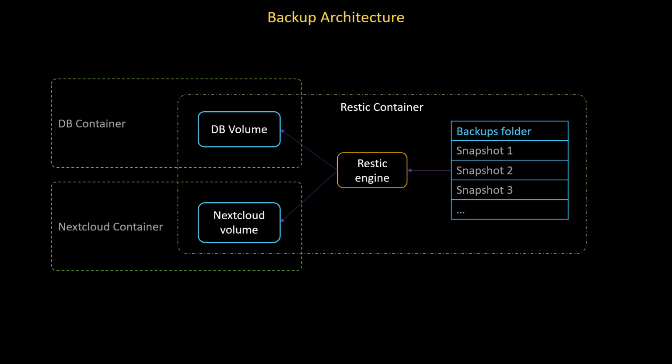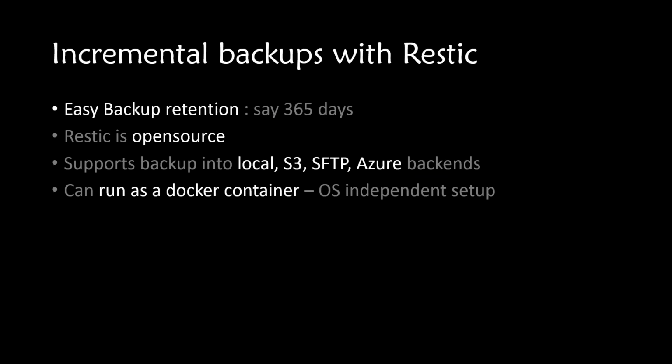Now let's see how we can implement this architecture using very simple scripts. Before that, let's talk about Restic, which we used in this backup architecture. Restic has many convenience features for backup and restoration. One very important feature is the backup retention policy. You just say, for example, I want to keep the backups of only the last 365 days, and Restic will delete the old backups.